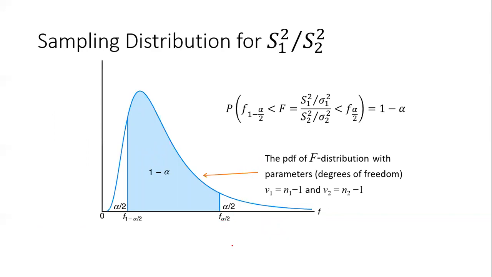Just like the chi-square, F is not symmetric. All of its values are positive. Hence, I cannot say this is F sub alpha over 2, which leaves an area of alpha over 2 to the right, and this is minus F alpha over 2. You cannot say this. This is not true because, again, there is no symmetry for the F distribution.